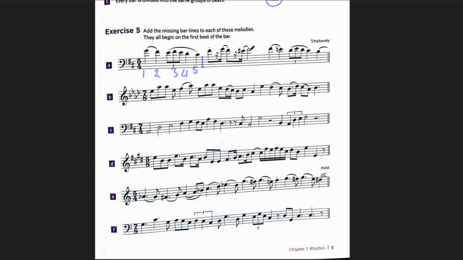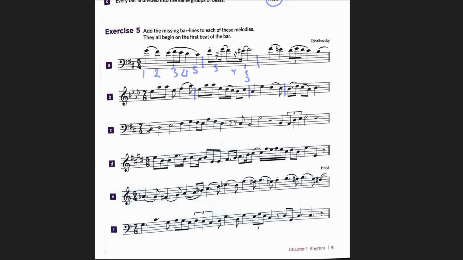So we have 1, 2, 3, 4, 5. 1, 2, 3, 4, 5. That means there's a bar line here. Okay. 7 quavers. 1, 2, 3, 4, 5, 6, 7. Then we can check. Okay, we've got that. 7/4, 7 crotchets.